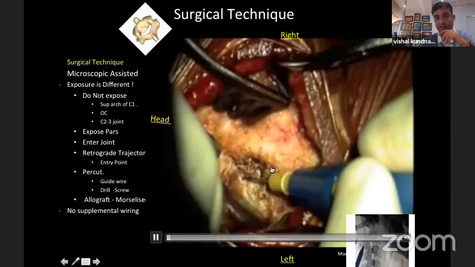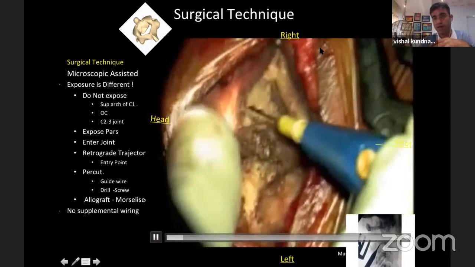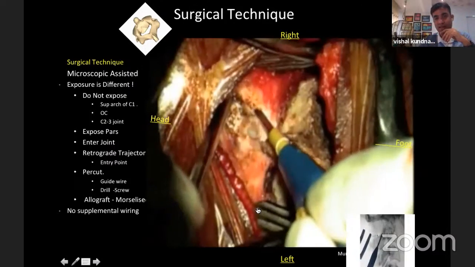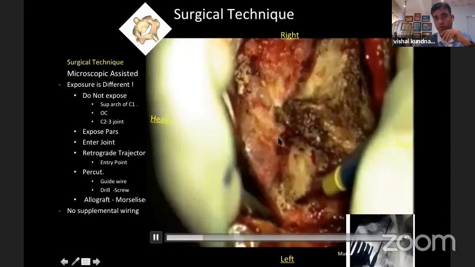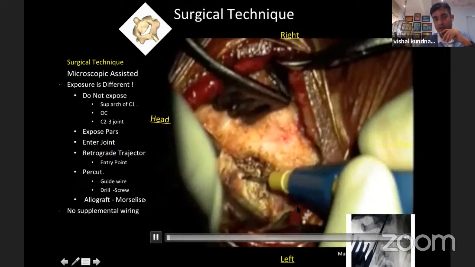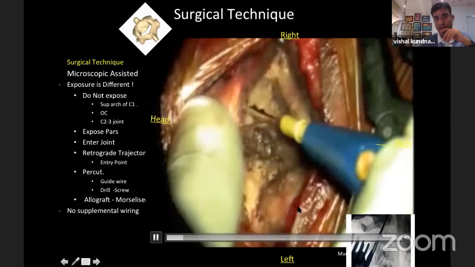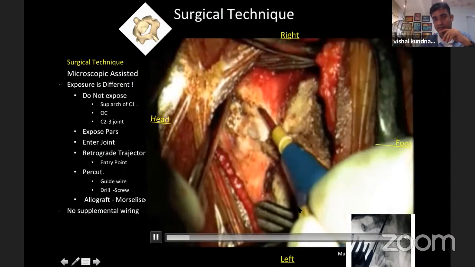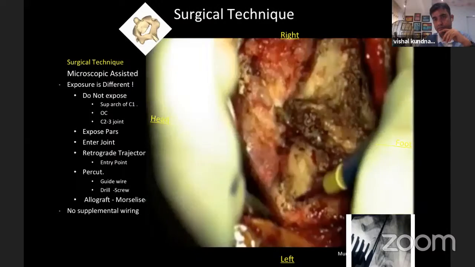So that's the midline. That's the C2 spinous process. The head is on the left, the foot is on the right, the upper part is the right side, and the lower part is left. So with the help of cautery, you use only up to the lamina. You only dissect subperiosteal up to the lamina. That's C2 on the right side, and that's the inferior part of the C1 arch. Connecting the C1, C2 area now.